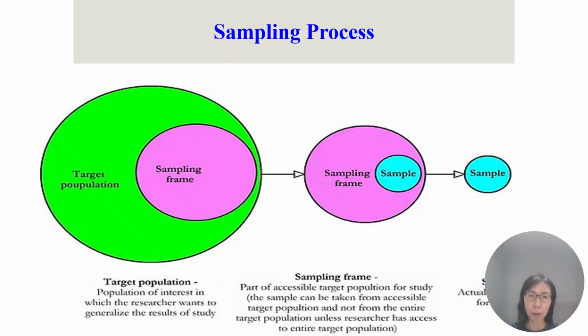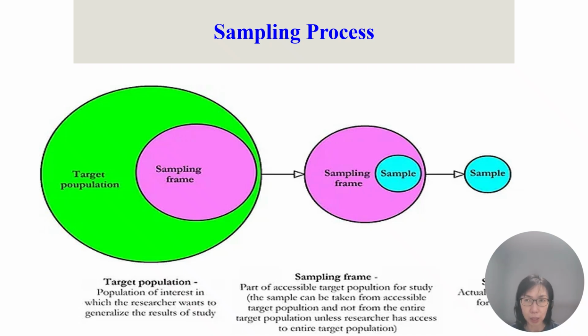So what does the sampling process look like? Generally, it looks like this. First, we must have a target population. Through the target population, we will have the sampling frame. From the sampling frame, we draw the sample and then we collect the data. That is the overall sampling process.